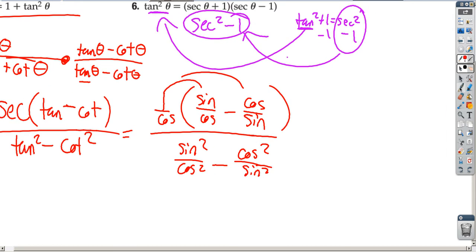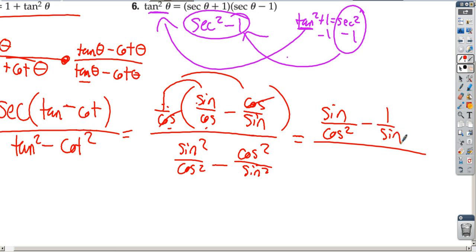So let's distribute this on the top at least. If we distribute here, we have 1 times sine would be sine, and cosine times cosine would be cosine squared. And over on the other one, these will cancel, so we're just left with minus 1 over sine. And then we still have over sine squared over cos squared minus cos squared over sine squared. So we're still left with that right there.